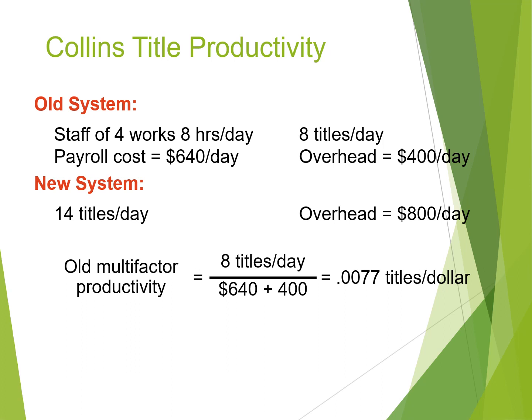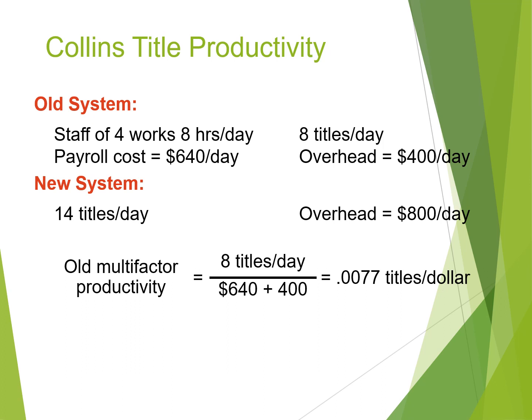Again, we are computing multi-factor productivity with the old system, that's 8 titles per day divided by the total of payroll cost and overhead expense, that's 640 plus 400 equal to 1040, and this will compute to 0.00769, rounded to 0.0077 title per dollar.